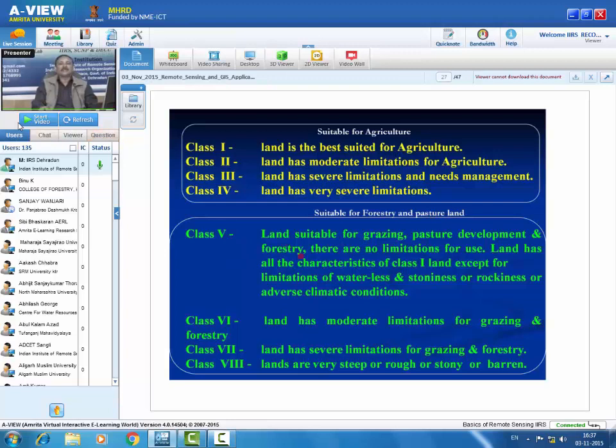Class 5 land is most suitable for forestry, with no limitation for its use for forestry purposes. Then class 6, class 7, class 8. Class 8 is land that is very steep, sloping, stony, barren, which comes in the last category in the forestry application.